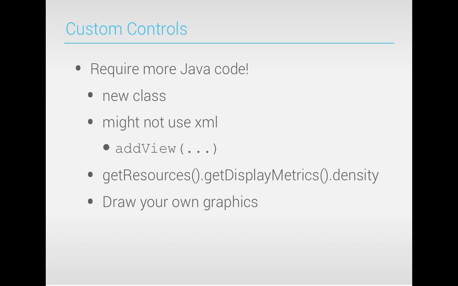And so if you're not using XML, there's this function called addView, which adds a view as a child of the view that you're in. So I could have also called addView in that init of the angry checkbox, and that would add another view as a child. But I'll show that here in a little bit. Another common thing that you end up using is your display metrics density. Basically, how dense is the screen, because you need to be sure everything's scaling properly. And one of the big reasons that you might use a custom control is because you want to draw your own graphics in your own places.